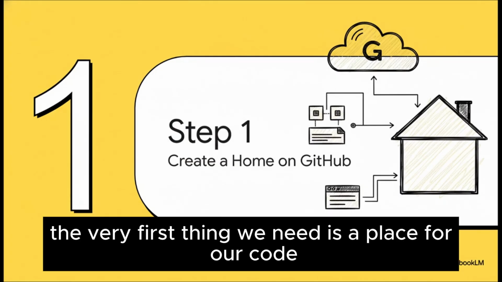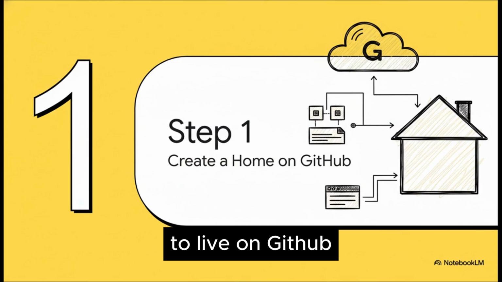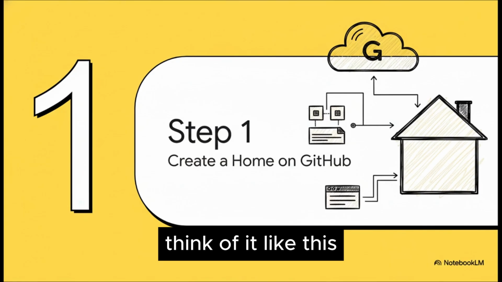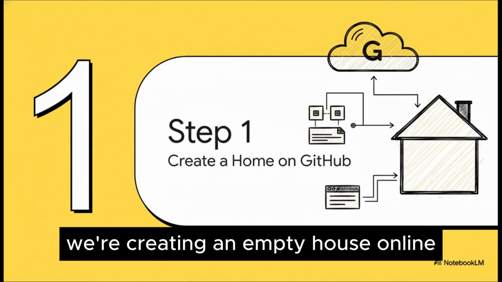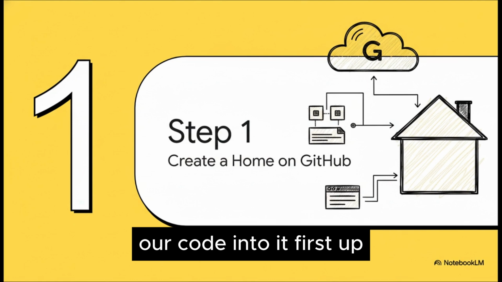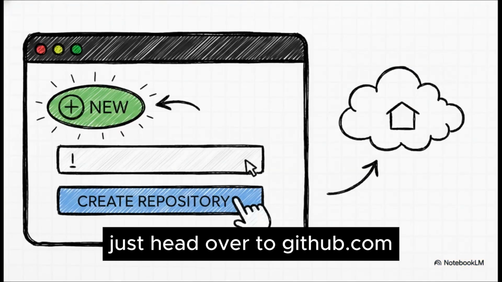The very first thing we need is a place for our code to live on GitHub. This place is called a repository, or repo for short. Think of it like this: we're creating an empty house online before we actually start moving our stuff, our code, into it. First up, just head over to github.com.